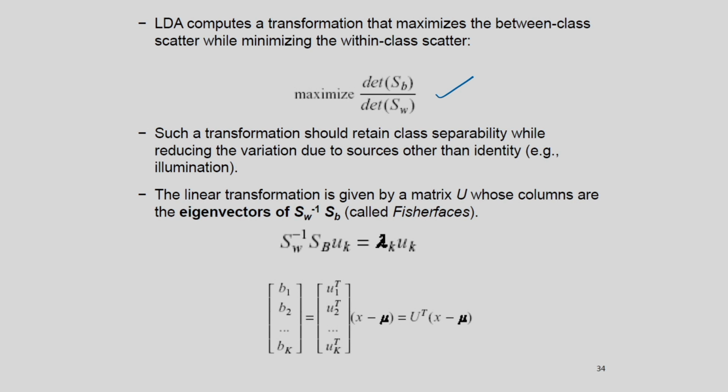So, such a transformation should retain class separability while reducing the variation due to sources other than the identity. Maybe the variation may be the illumination variation I may consider, but the main important point is the class separability. So, we have to find the maximum discrimination between the classes. And already I have explained that is nothing but the eigenvalue problem.